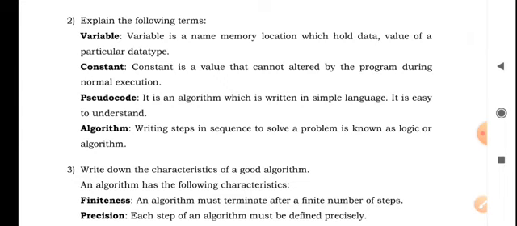Pseudocode. It is an algorithm which is written in simple language. It is easy to understand. What is an algorithm? Writing steps in sequence to solve a problem is known as logic or algorithm.